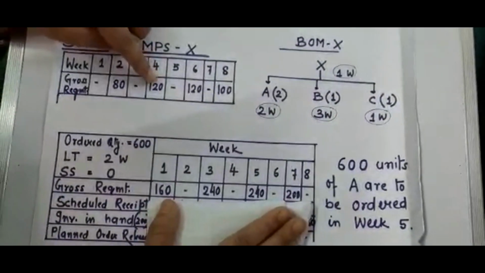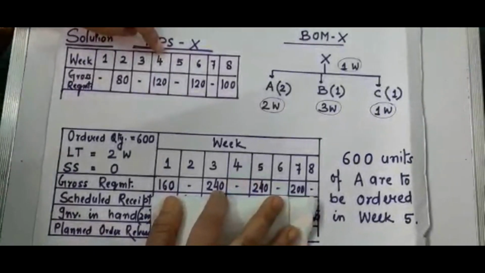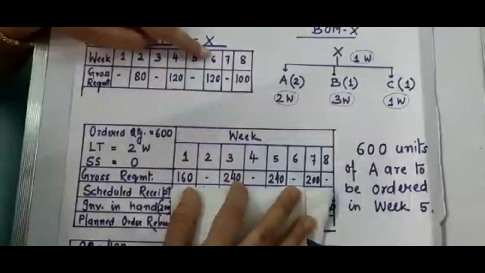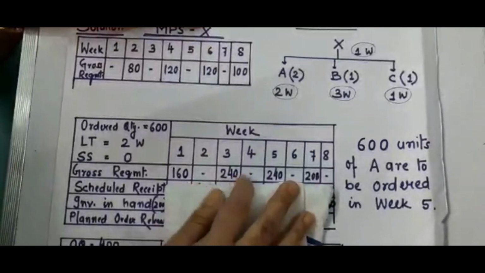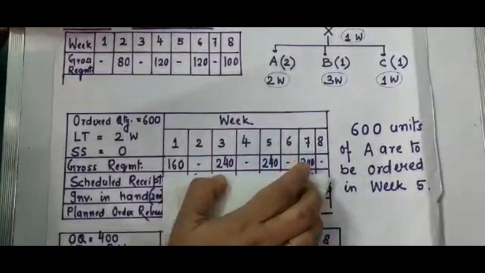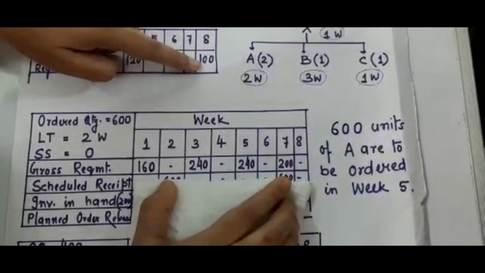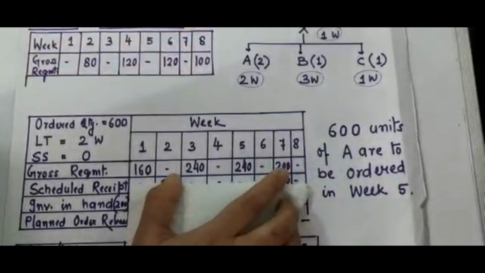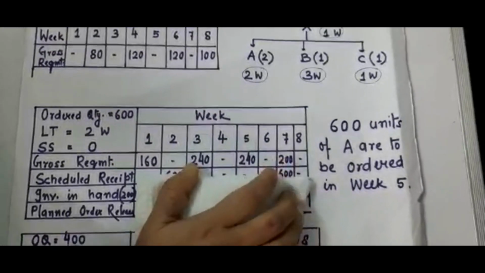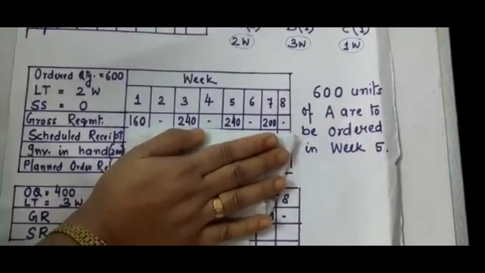To get the delivery of 20 units of X in the 4th week, I need 240 units in the 3rd week. Similarly, to deliver 120 units in week 6 for the finished product X, I need 240 units in week 5 for the component A, and 200 units to manufacture 100 units, and to supply in the 8th week, I will be needing 200 units of A 1 week before, that is in the 7th week. That is how we make the gross requirement. I hope this part is clear.